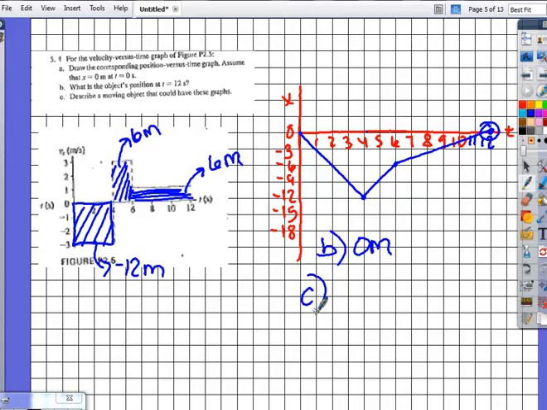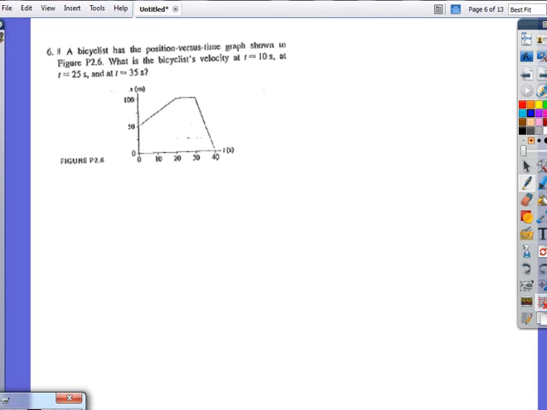For C, describe a moving object that could have these graphs. The book mentions something to the effect of a football player who goes left, and then right, at the same speed, and then maybe he walks back to his returning position. So you just need to think of an object moving left, right, and then continuing to move right, but a little slower.